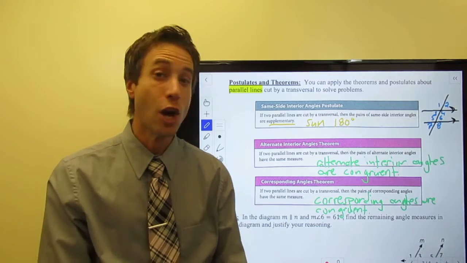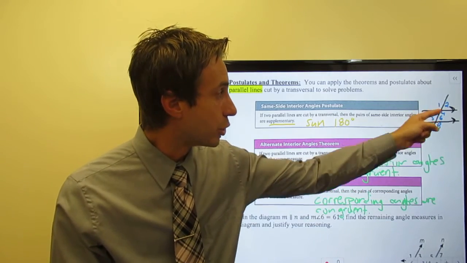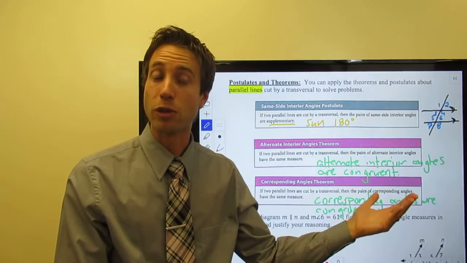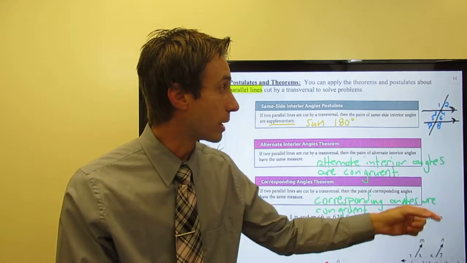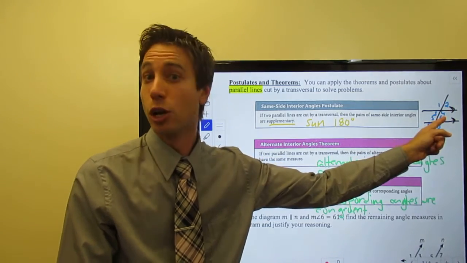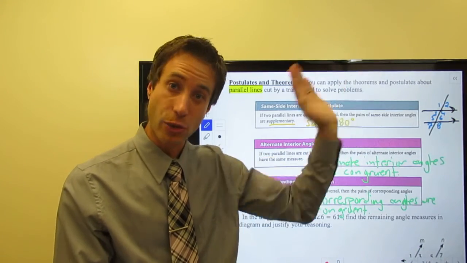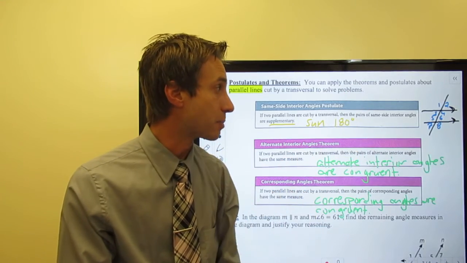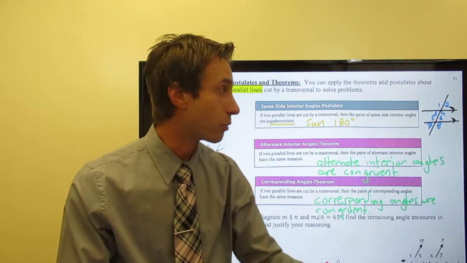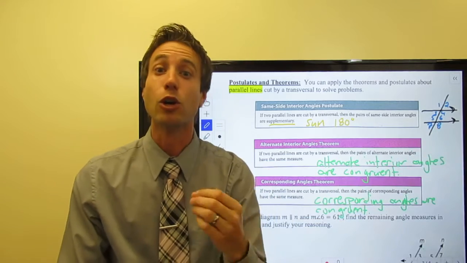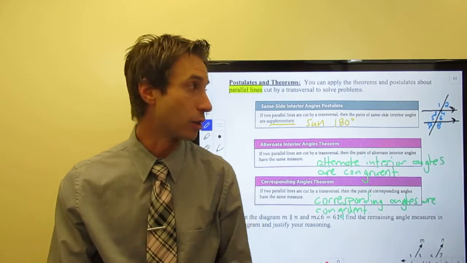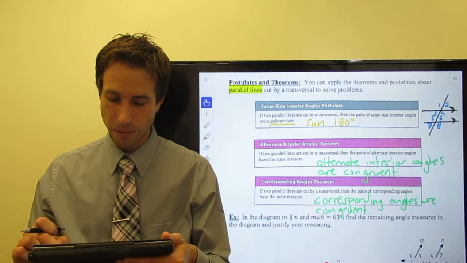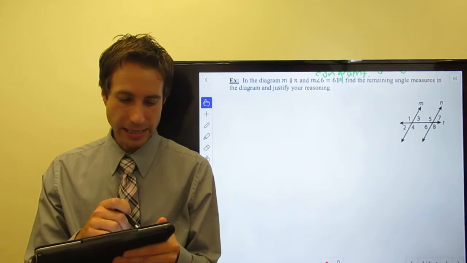So let's take a look at this. Corresponding angles, two intersections: angle 1 and angle 5. Corresponding angles, they must be congruent. 2 and 6, corresponding angles, they're in the same position, top right-hand corner, different intersections, so they must be congruent. 3 and 7, congruent. 4 and 8, corresponding angles, they must be congruent as long as those lines are parallel. So let's go ahead and apply this now in an example problem.